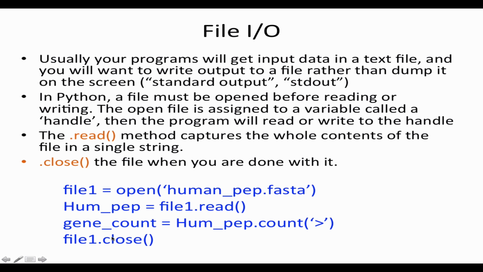OK, so this is really just a framework for you to think about reading data from a file. You always have to go through all of these steps. I mean, the gene count is standing in for whatever you want to do with the contents of that file. In fact, once it's in the humpep variable, you've got it, and you can do whatever you want with it elsewhere in your program.